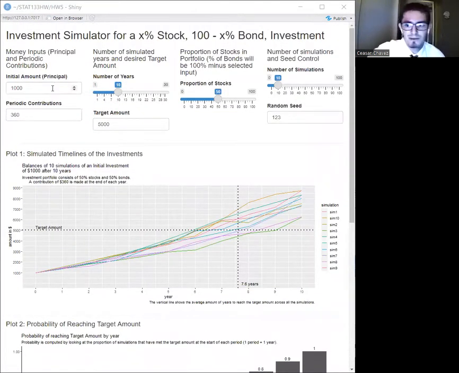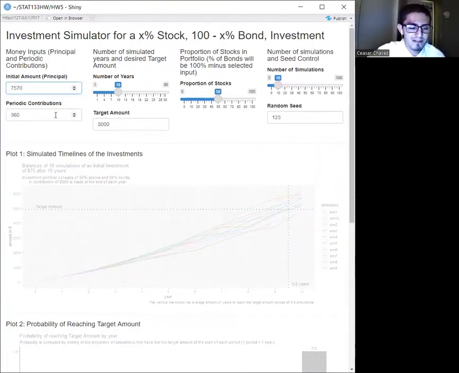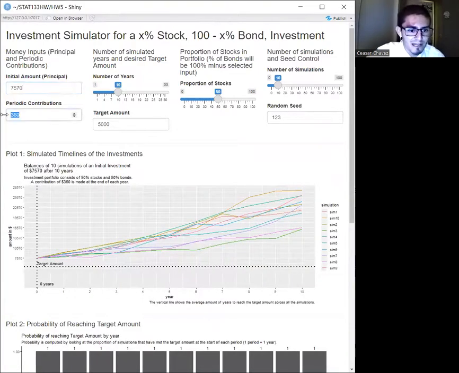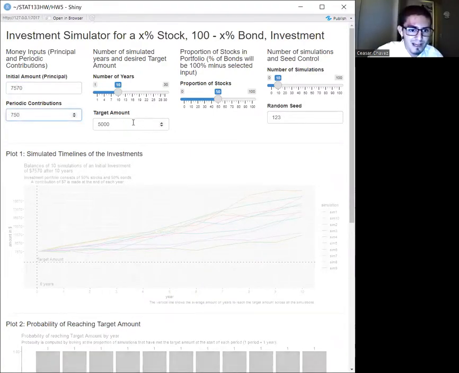Why don't we change some inputs just to show you how the Shiny app works? I'm just gonna go ahead and change one thing for every input just to see the crazy things that could come out of this. So first we'll change initial amount. I'll give it a second to load everything up. Now we'll change the periodic contribution to $750. I guess I like the numbers 7 and 5 today.